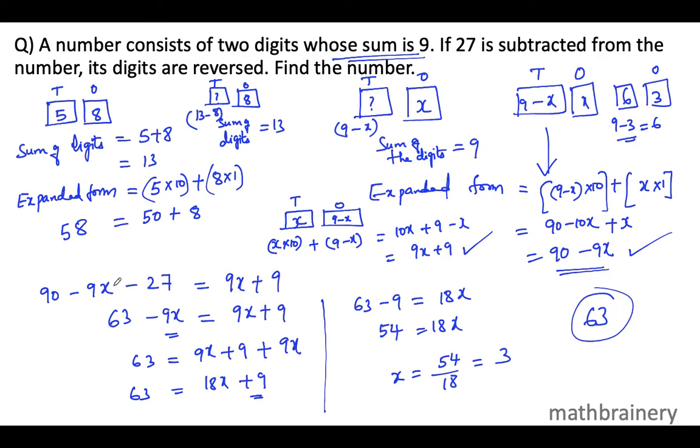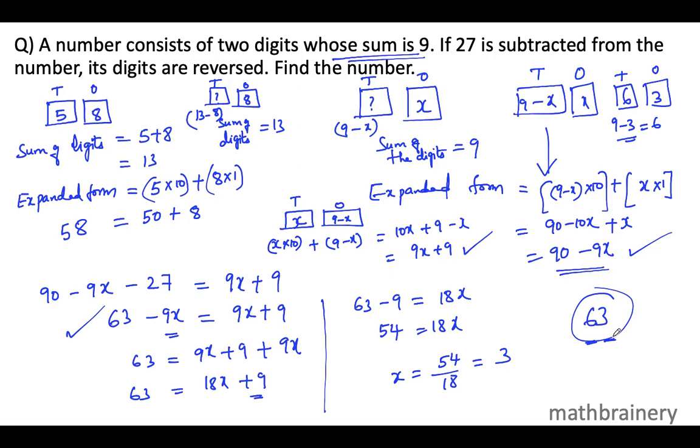Alright, when we simplify this, it will be 63 minus 9x is equal to 9x plus 9. Now this is a linear equation in one variable. When we solve this by transposing this negative 9x to the right hand side and this 9 to the left hand side, you finally get x value as 3. When we substitute it in this 2-digit number, x is 3, then what should be the digit in tens place? 9 minus 3. What is 9 minus 3? 6. So the 2-digit number is 63. 6 in the tens place, 3 in the ones place.